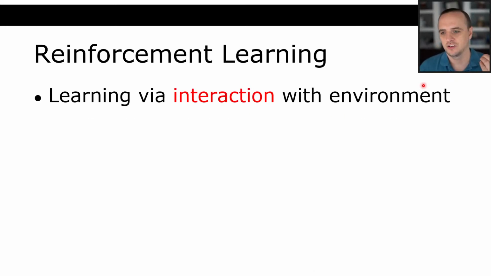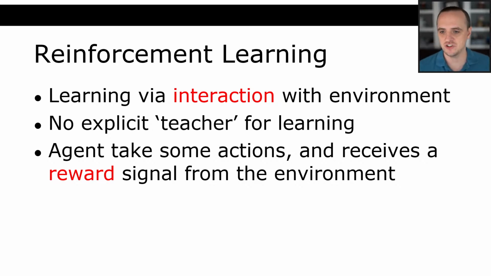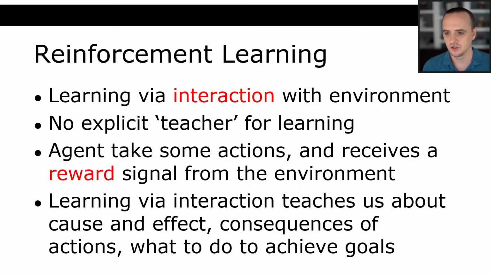So RL is learning via interaction with the environment. Unlike supervised learning, there is no explicit teacher for the learning. There's no person that says this is right or this is wrong. What's going to happen is the agent takes some actions and then it receives a reward signal from the environment. And learning via interaction teaches us about cause and effect, consequences of actions, what to do to achieve goals. It teaches us all sorts of cool things.